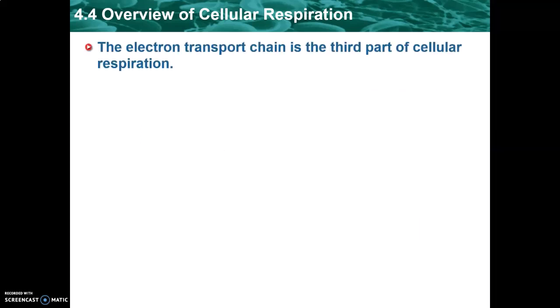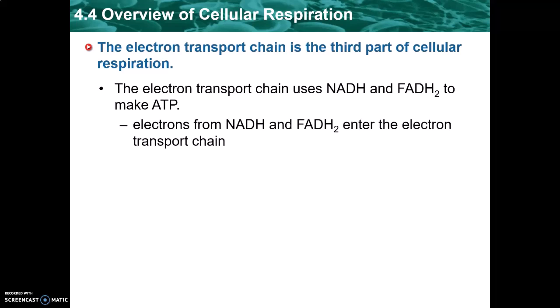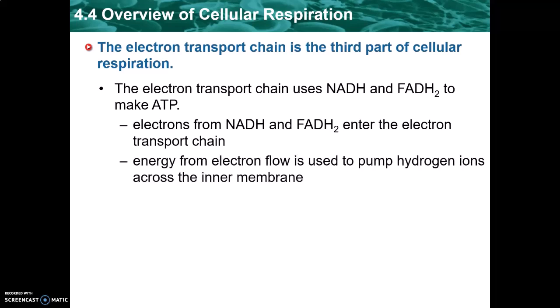So that brings us to our electron transport chain. This is the third and final part of aerobic cellular respiration. And the point of the electron transport chain is to use those electron carriers. It uses NADH and FADH2 to make ATP. The electrons from those electron carriers are going to enter into the electron transport chain. And as they move through it, the energy from that electron flow is going to pump hydrogen ions across the inner membrane. Remember, we've already learned about electron transport chains as a part of photosynthesis. So the same general principle of using electron flow to pump hydrogen ions across the membrane is still true.